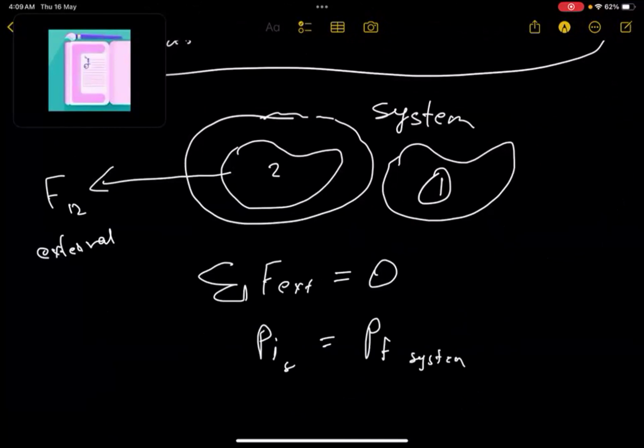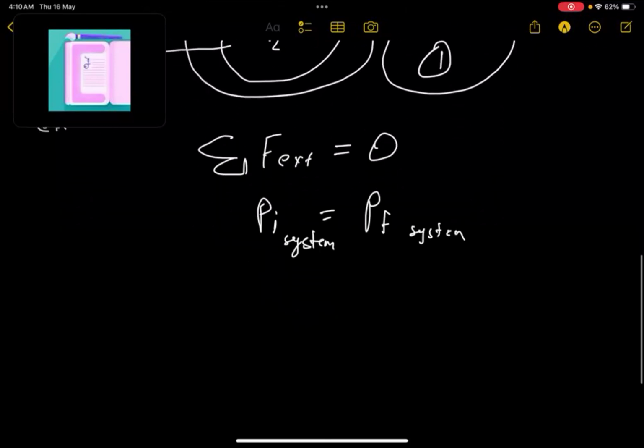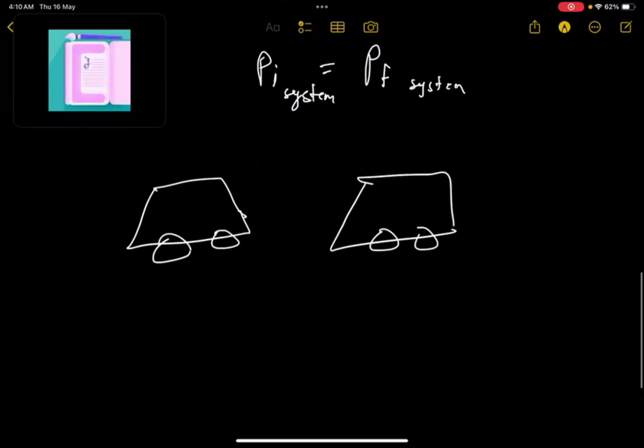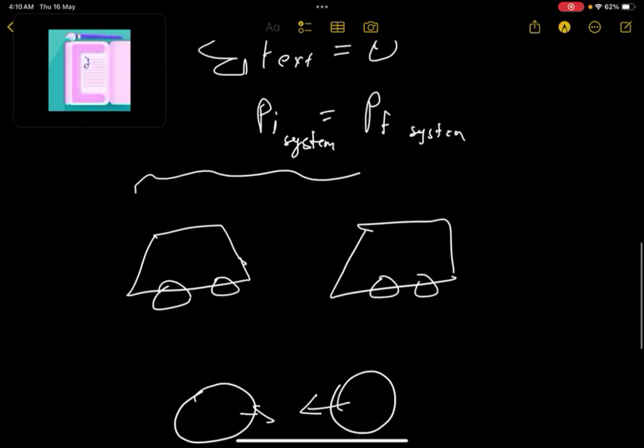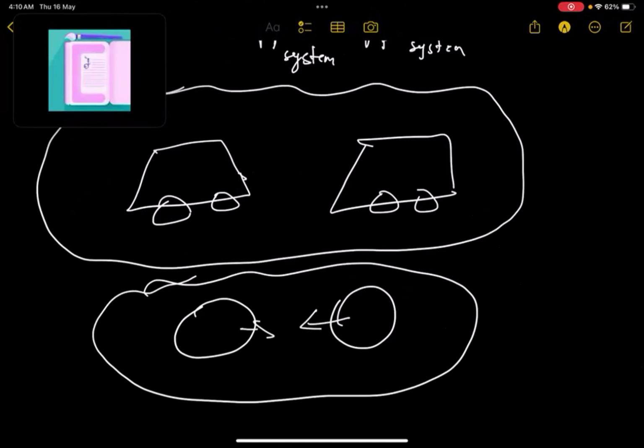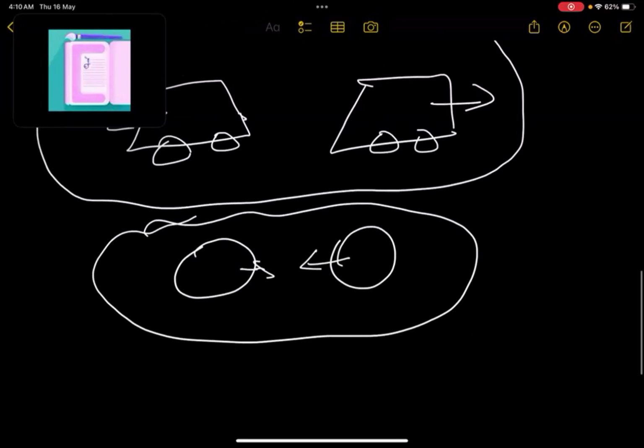Okay. Now, in most collision problems, there will be two cars like this, colliding, or there could be two billiard balls colliding. In both cases, what we do is select these two bodies as one system. Why do we do that? Because when we select these two bodies as part of one system, the forces applied by one on the other during the collision become internal forces, and we could apply the law of conservation of momentum.